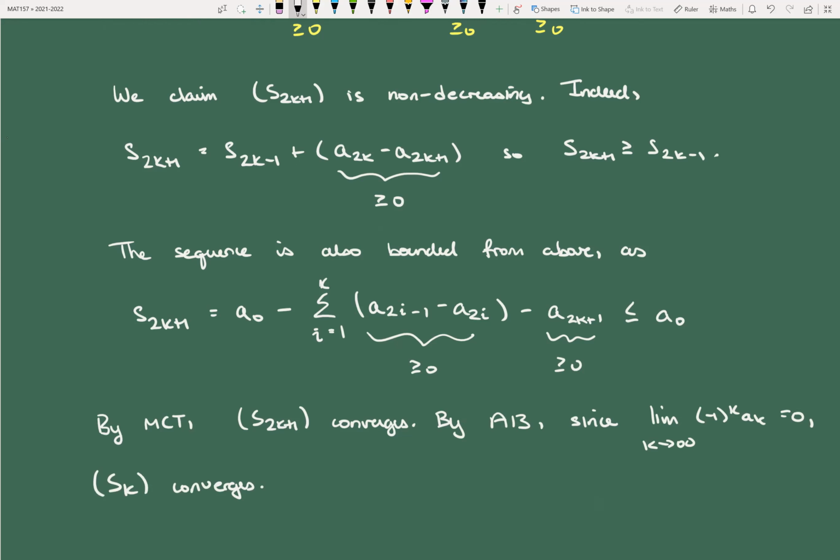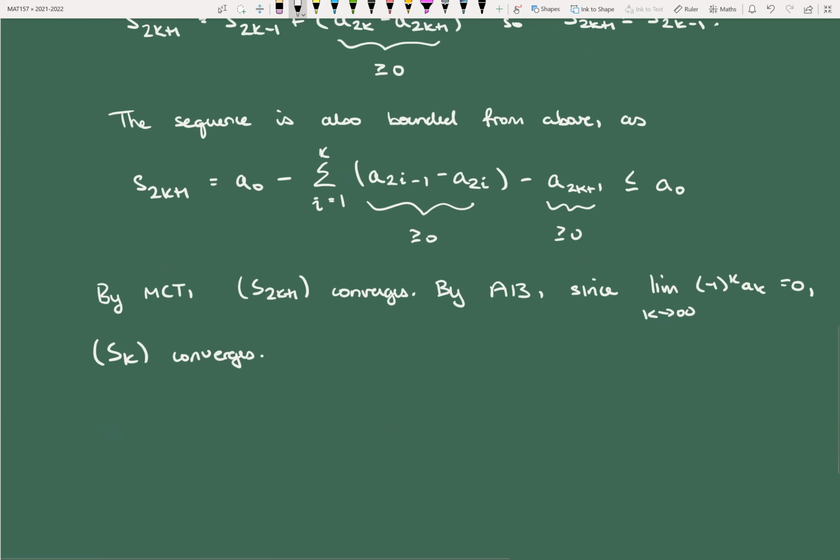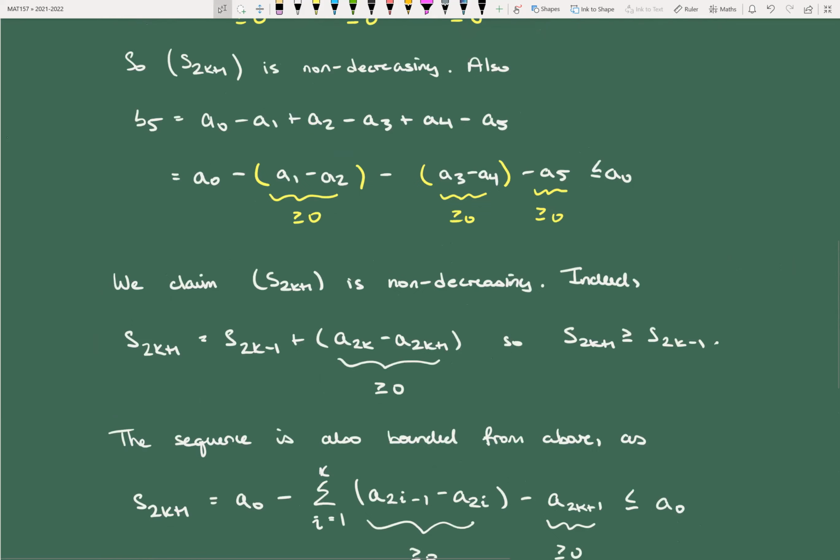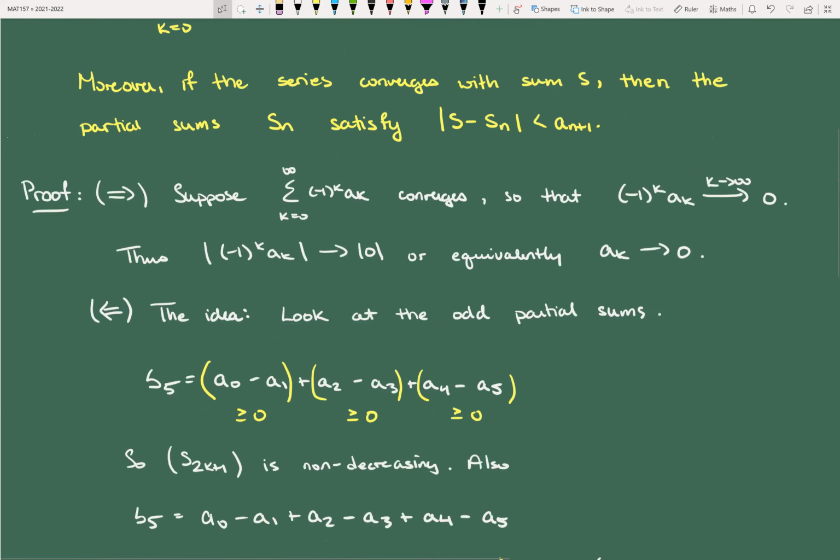I'm directly leveraging the assignment just for this last step: the odd partial sums converge and the sequence elements themselves go to 0, so by our assignment problem, the whole sequence of partial sums converges. That means in particular that the infinite series converges. Great. Now there's one last step, which is this last bonus thing.